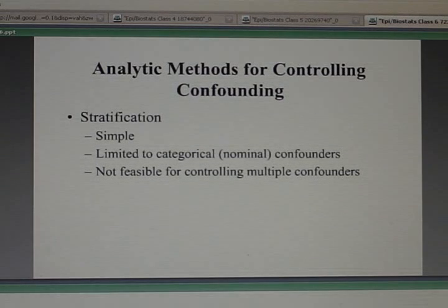But you only have a fixed number of people in your data set. You're trying to spread them over different subgroups. And as a result, each of these subgroups becomes very small, the number of people in the subgroup. Very imprecise, wide confidence intervals, large p-values. That's the problem with stratification. You just can't do it when you have multiple confounders. So what do we do?